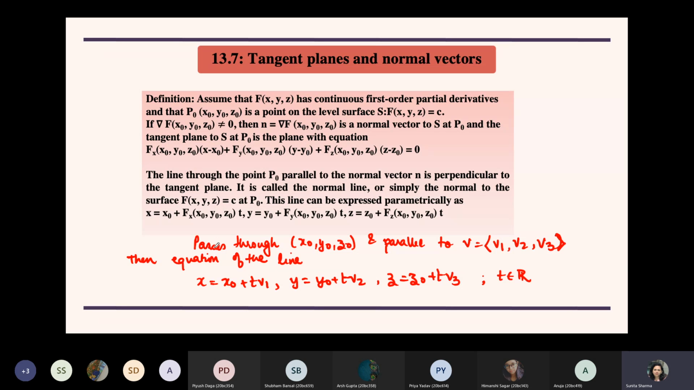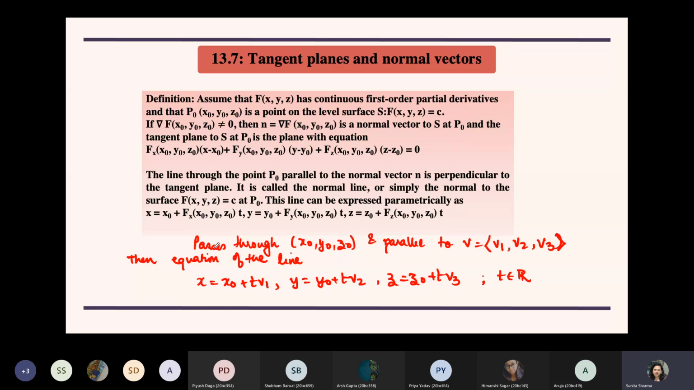Is it clear till here? Yes, Shubham, is it clear? Anuja? Yes, ma'am. Okay.